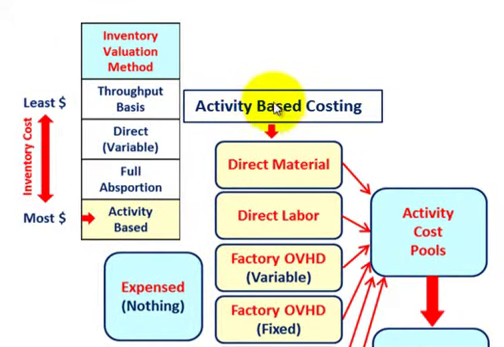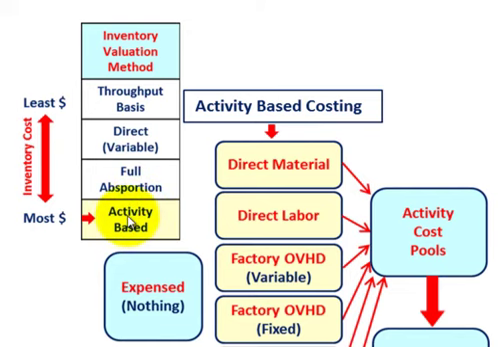What we're going to be going over here is activity-based costing, and we'll look at it in terms of an inventory valuation method. It's one of the inventory valuation methods that we use in cost accounting. If we look at these valuation methods, we started with our throughput basis, then we work our way down to direct or variable costing, and then we get down to our absorption costing. And this is what we're going to be looking at, our activity-based costing.